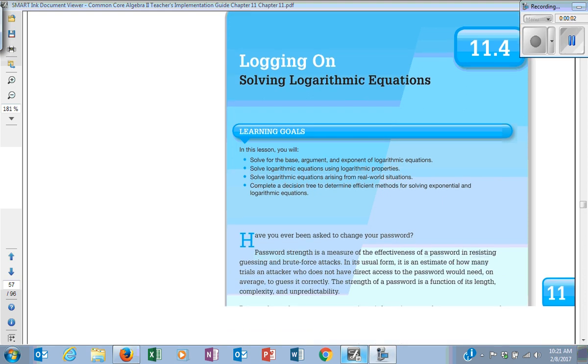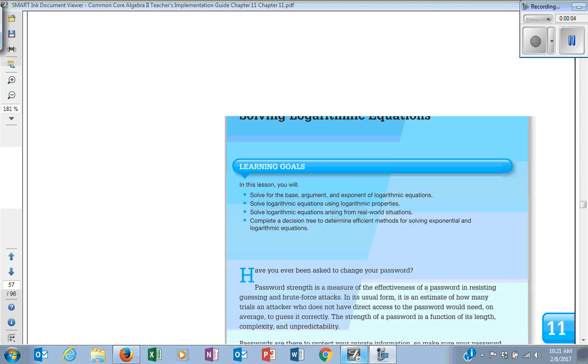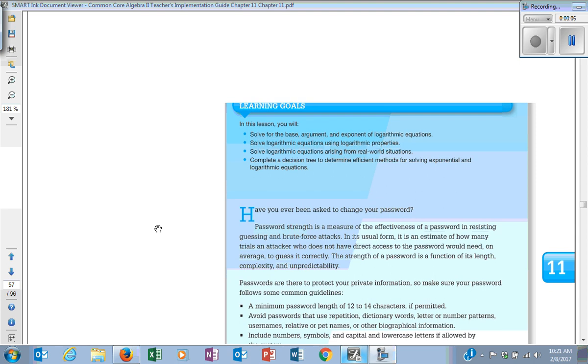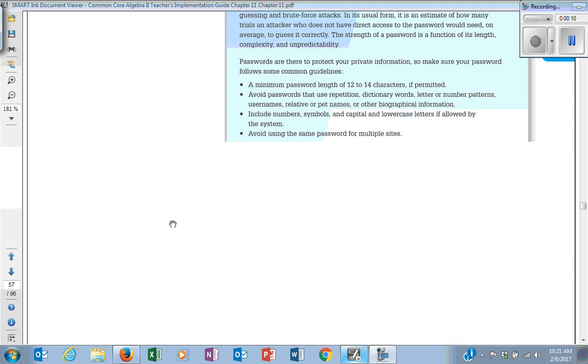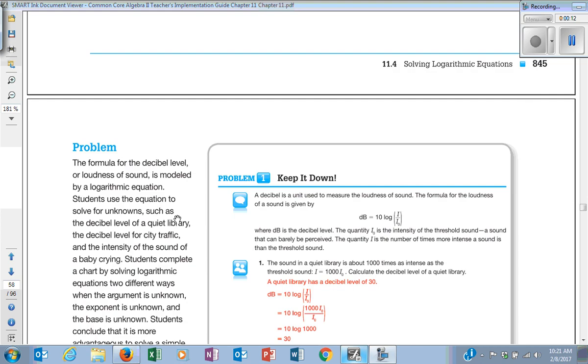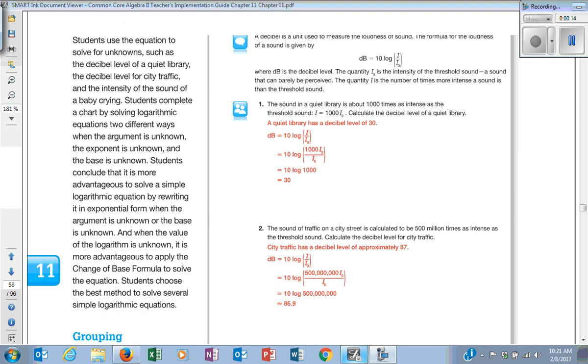Alright, so we're in 11.4. We are going to talk about logarithms, but now we're going to be, again, continuing solving them, with a little more real-world application.